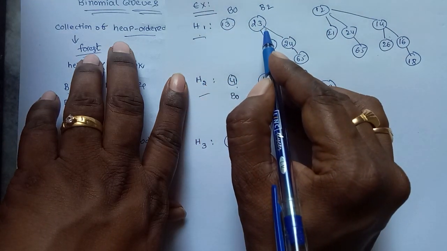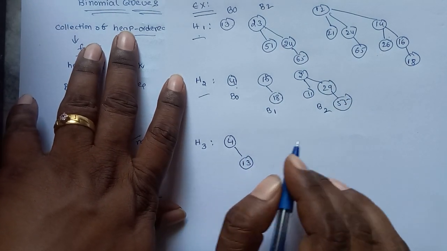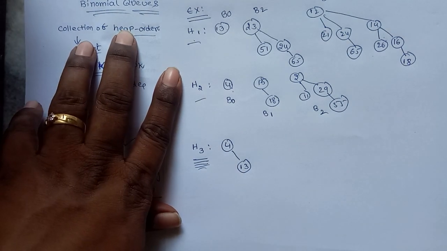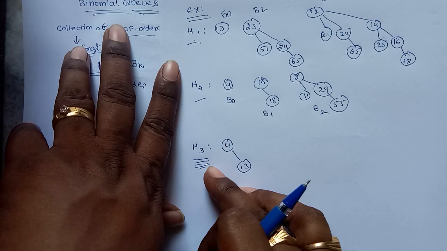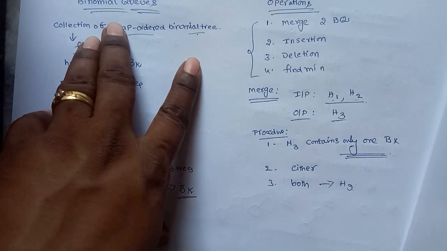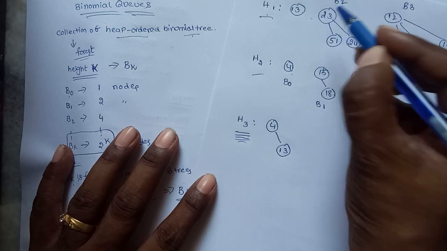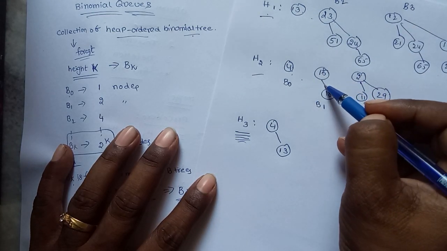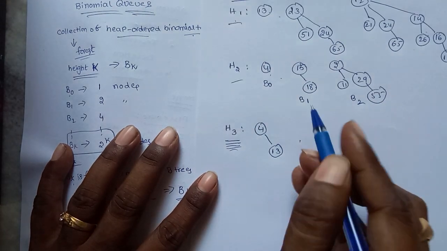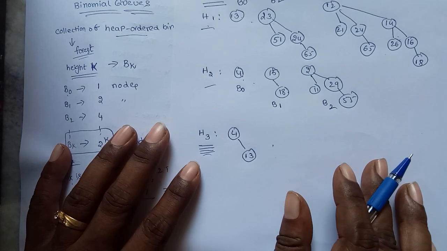H1 does not contain B1. H2 contains one B1. Remember, in the merge operation, at each and every step we have to consider H3 also. Why? Because in the first step H3 contains only one Bk. Suppose H1 does not contain B1 and H2 only contains B1. If I simply add B1 to this one, H3 contains 2 B1s, so it is not possible. That is why at each and every stage, along with H1 and H2, I am considering H3 also.